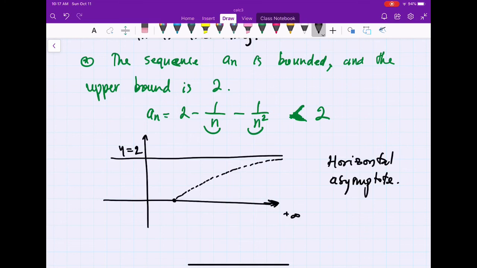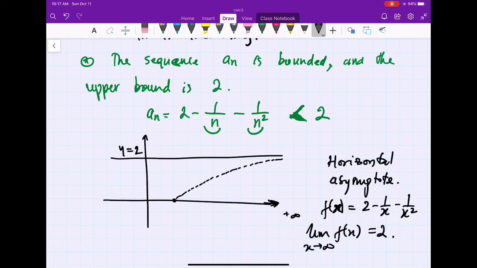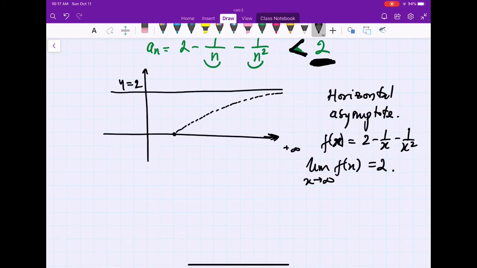In this case, y equal to 2 is the horizontal asymptote for the function f of x equal to 2 minus 1 over x minus 1 over x squared, because the limit of f of x at infinity is 2. Is that correct? So of course, in that case, the limit of the sequence also exists and equals 2. But if you know exactly that the sequence is increasing and bounded, that it has an upper bound, then we know exactly that the limit of that sequence exists. Does that make sense? Okay, let me write that in here.